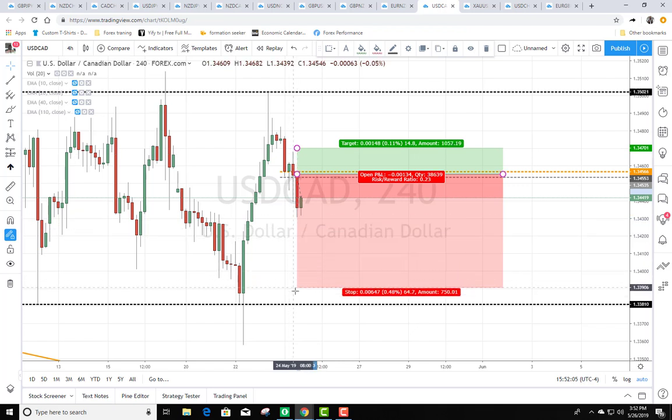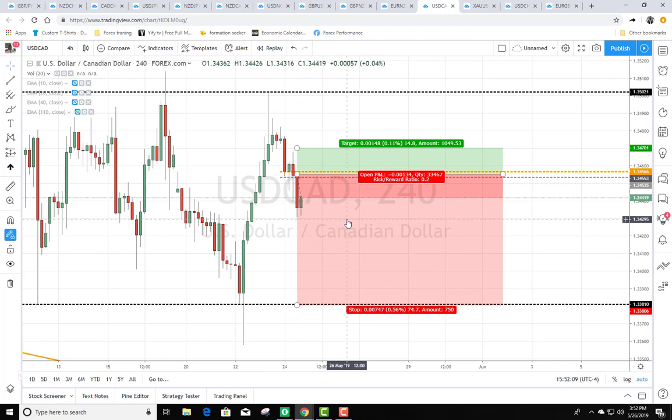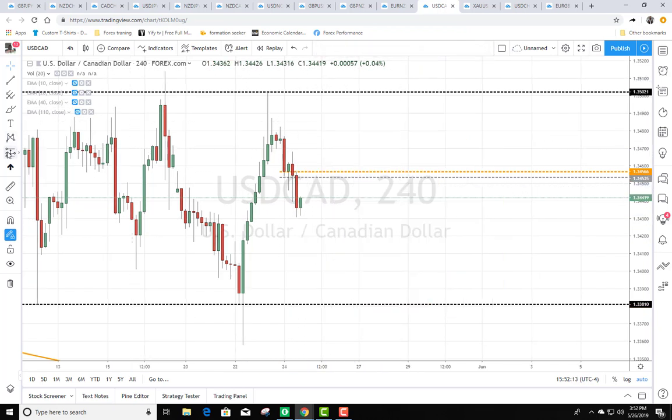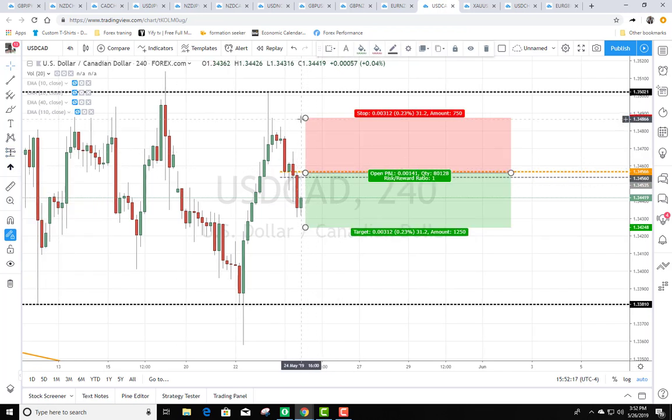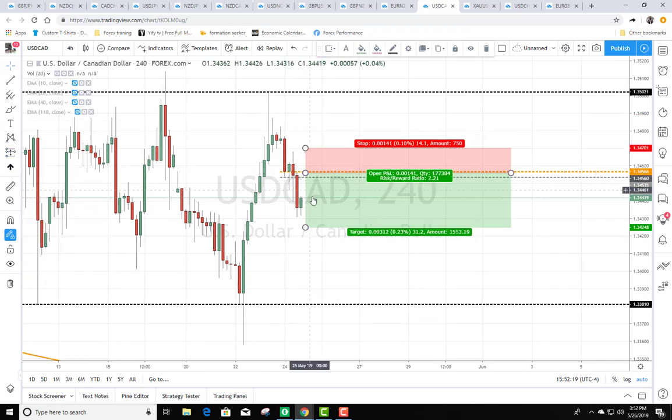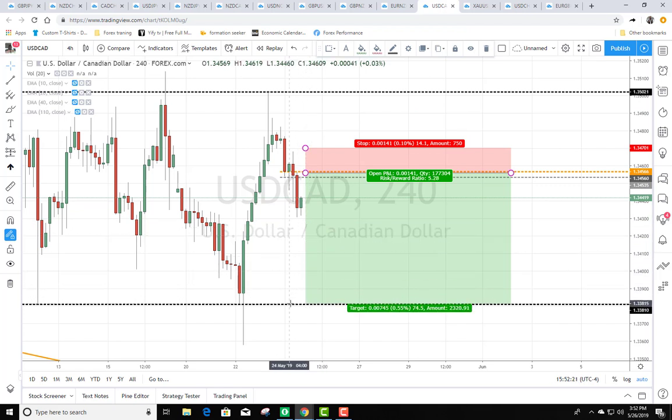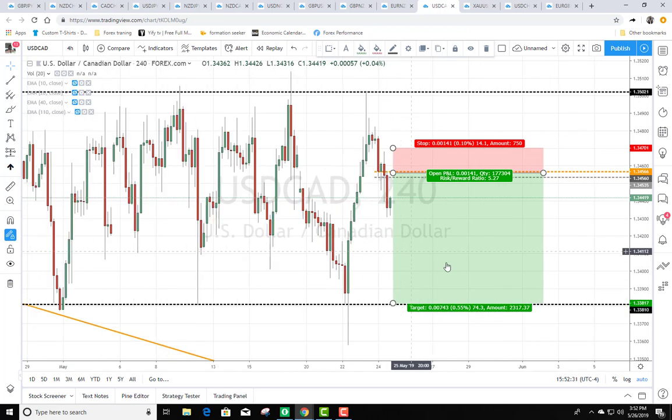Right? This is like a 4 or 5-to-1, but this is a beautiful setup right here. Do a short position. There we go. So as you can see, that's a 5.2-to-1, right? That's perfect. You're risking 14 pips to get 74 pips. This is going to be a beautiful trade.